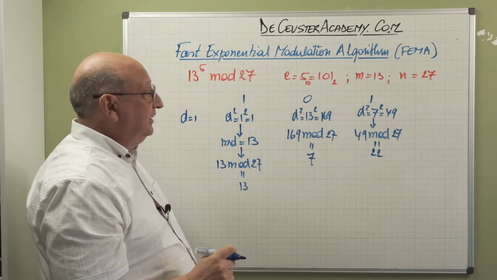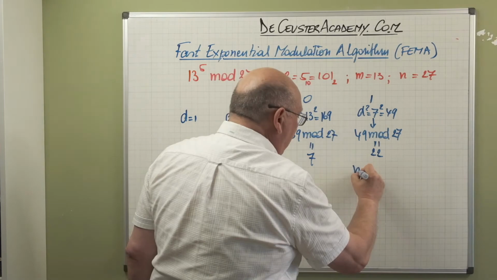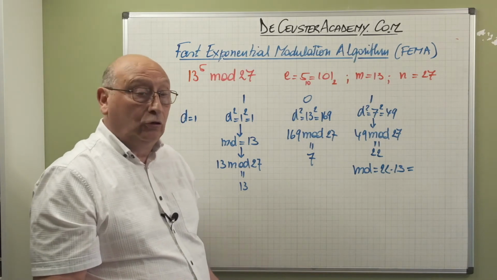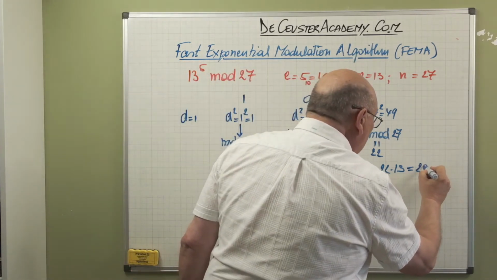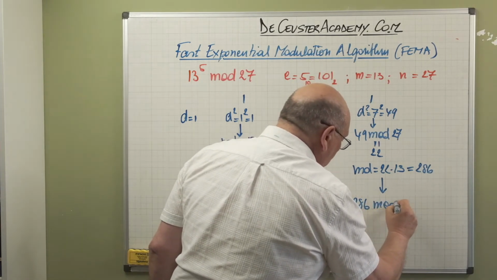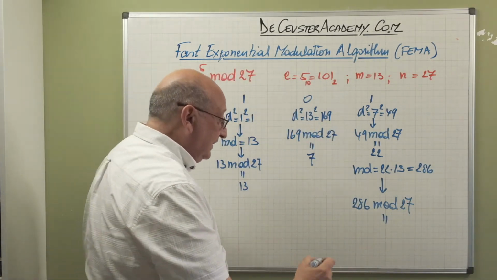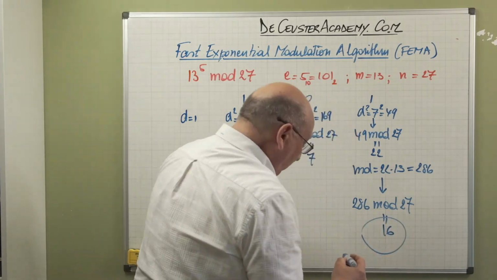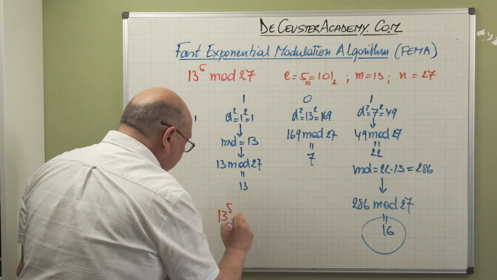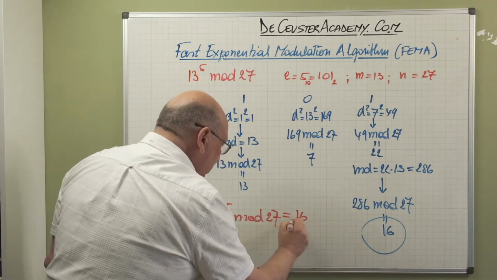Since the coefficient is equal to 1, I have to multiply with 13, so I have m times d, 22 times 13, which is equal to 286. And we calculate the modulus again. 286 modulus 27 is in fact equal to 16. And this is the final result. So basically we can say that 13 to the 5th power modulus 27 is equal to 16.